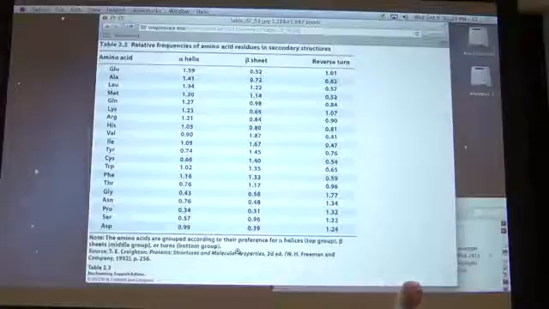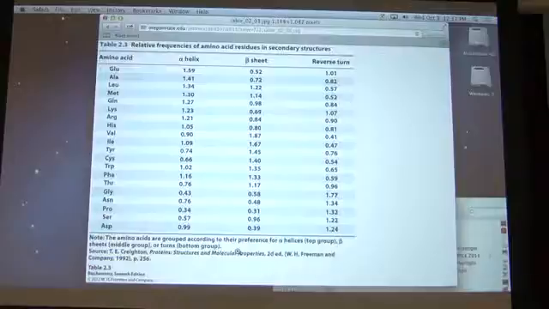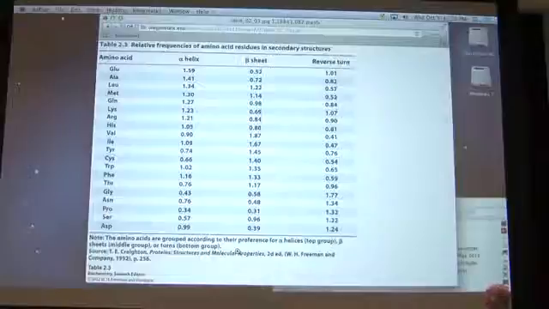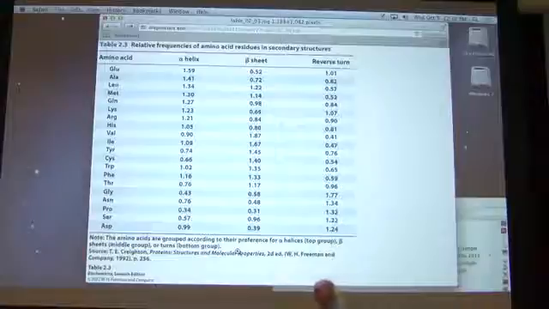So I promised you a table, and this is the table that I have, that tells you the relative likelihood that a given amino acid will be in any particular structure. Okay? So here's glutamic acid, for example. The higher the value, the more likely it will be in that structure. All right, so there's glutamic acid, 1.59, very likely to be in an alpha helix, much less likely it's going to be in a beta sheet, and reasonably likely it'll be involved in a reverse turn.